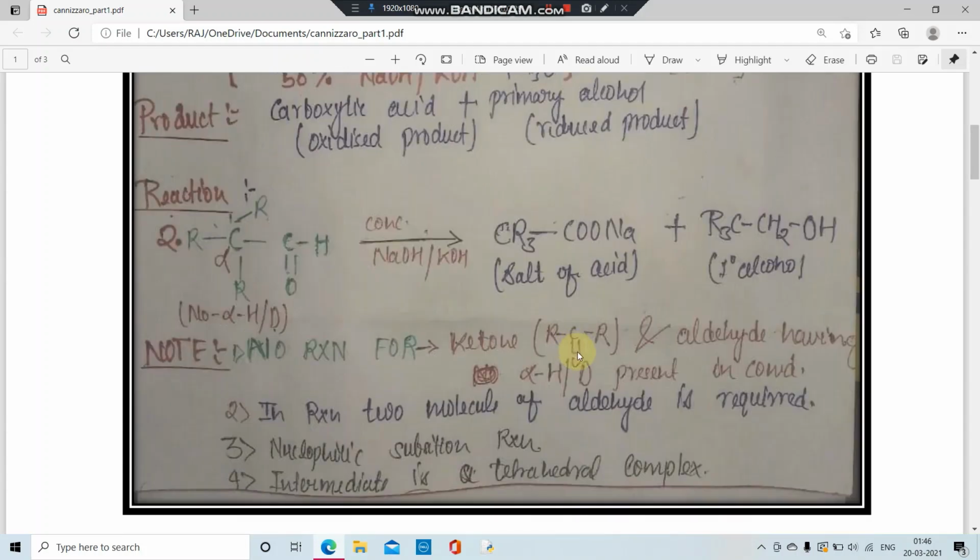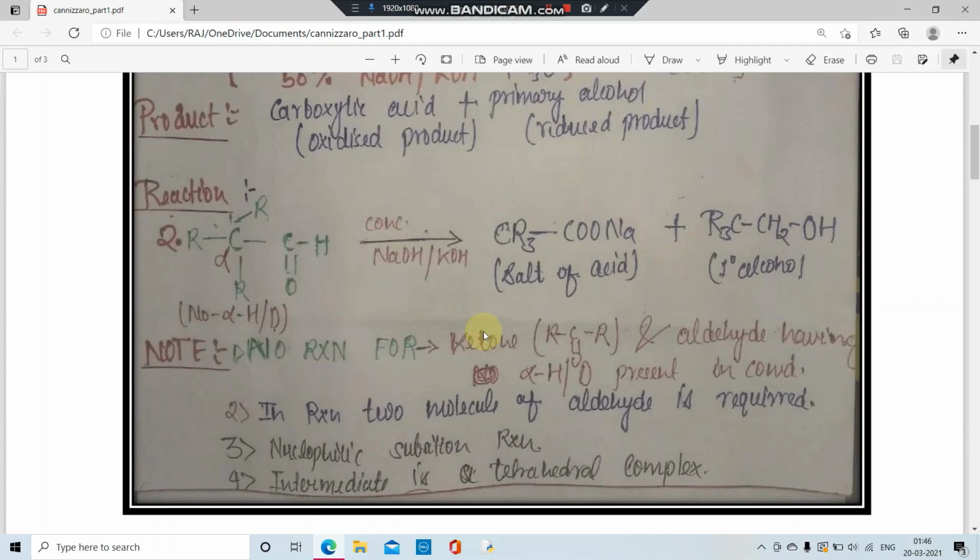Now just remember, ketones and aldehydes having sp3 alpha hydrogen or deuterium do not give the Cannizzaro reaction. From here we get two products, one acid and another a primary alcohol, so we must use two molecules of the given reactant. In this reaction, two molecules of aldehyde are required. Now from the reagents, OH minus acts as a nucleophile, so it is a nucleophilic substitution reaction. It is going to attack this carbonyl carbon.